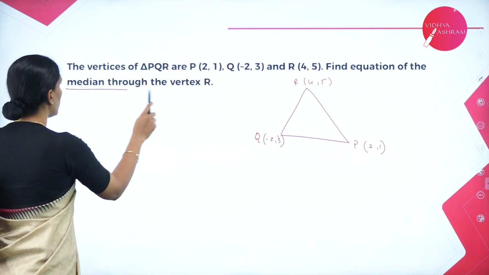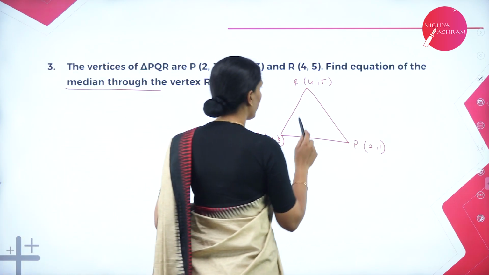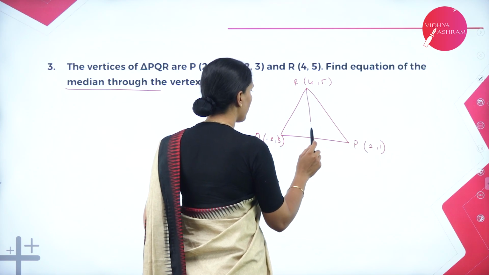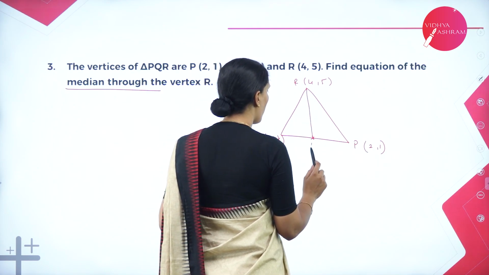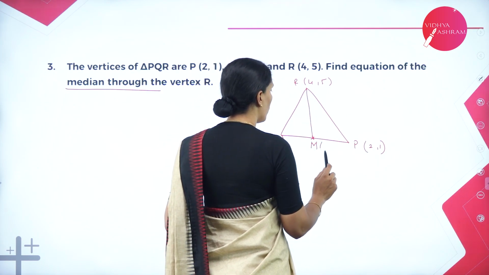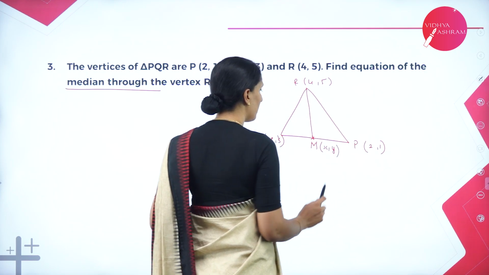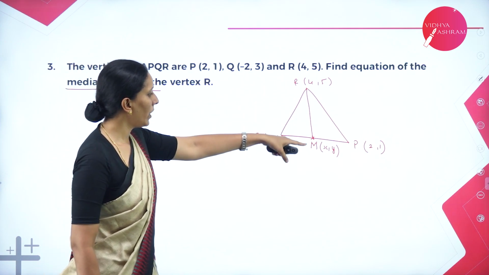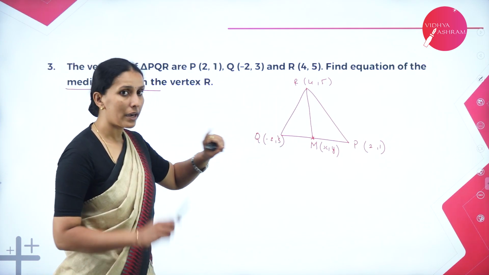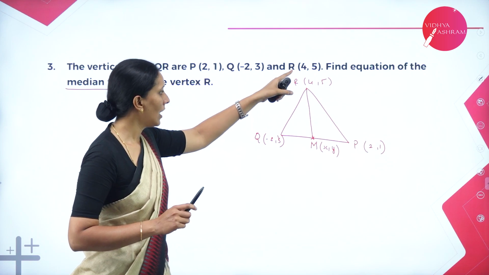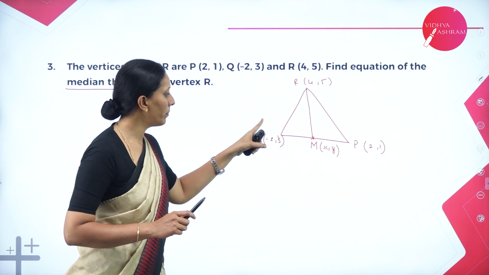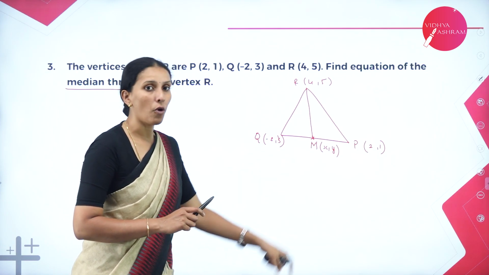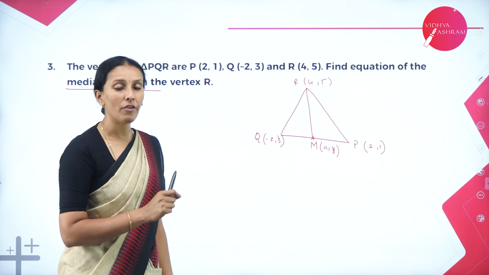So median through vertex R means we need to join the midpoint of PQ with respect to R. So let this be some point M. I don't know this, so let it be x comma y. When I say find the equation of the median through vertex R, that means the line joining point R with the midpoint of PQ. So first I should know the coordinates of point M to find the equation of RM.